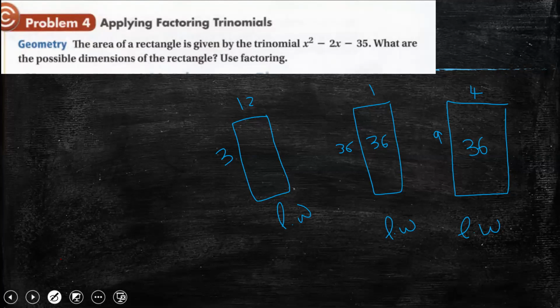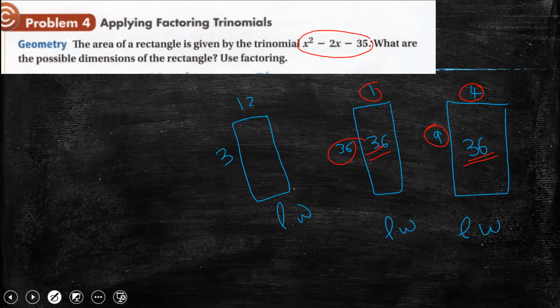So all the areas are the length times the width. If you multiply 9 times 4, you get 36. If you multiply 36 times 1, you also get 36. So all of these dimensions are acceptable. Here, in the expression, the area is not 36, it's x squared minus 2x minus 35. This is the area of the rectangle.